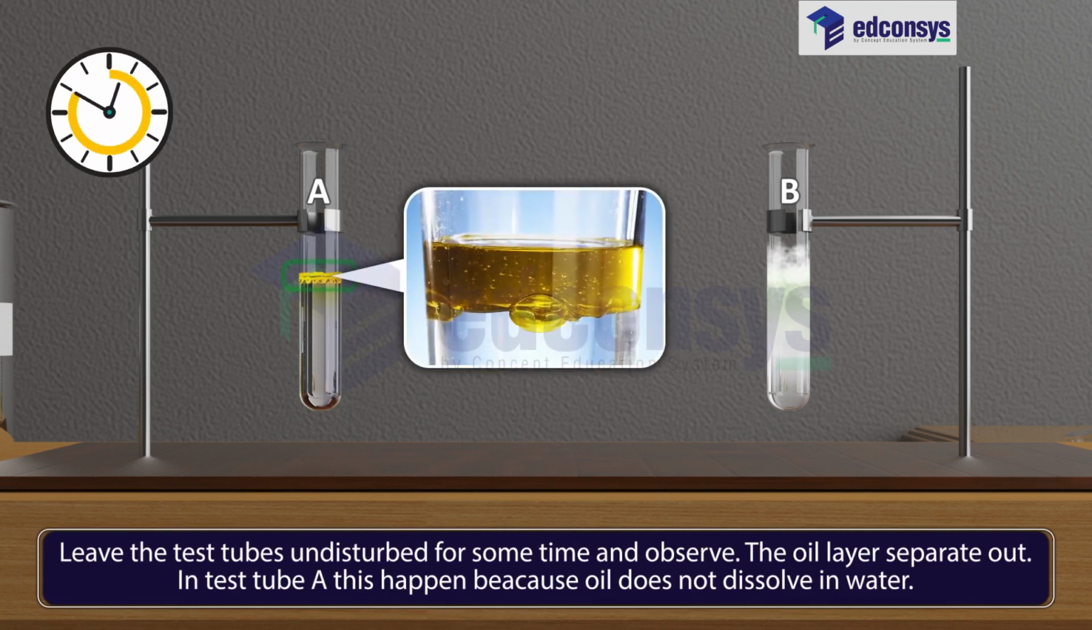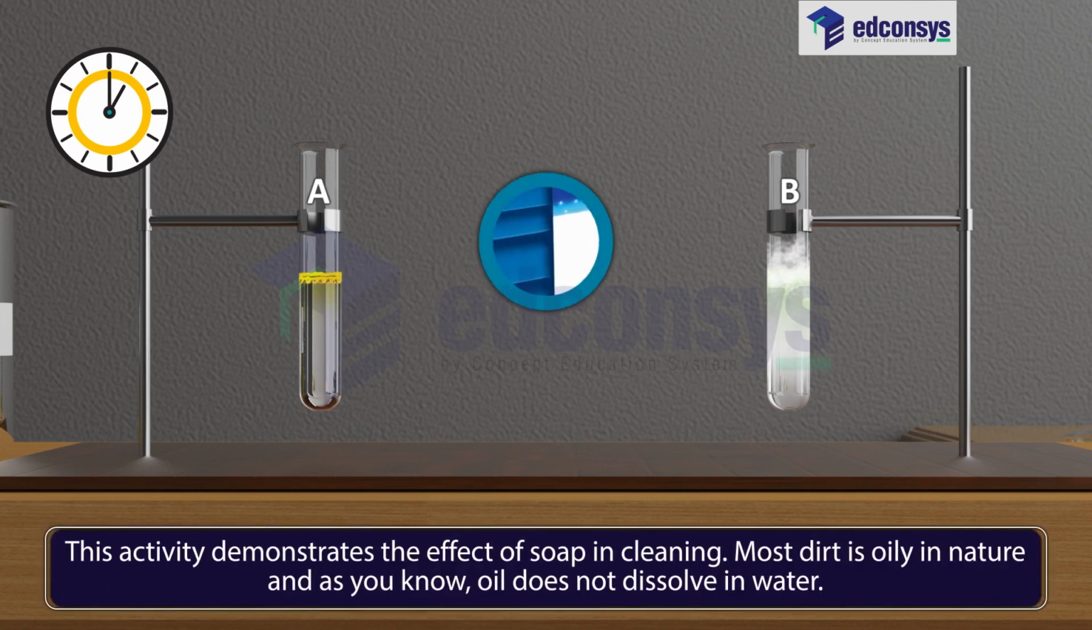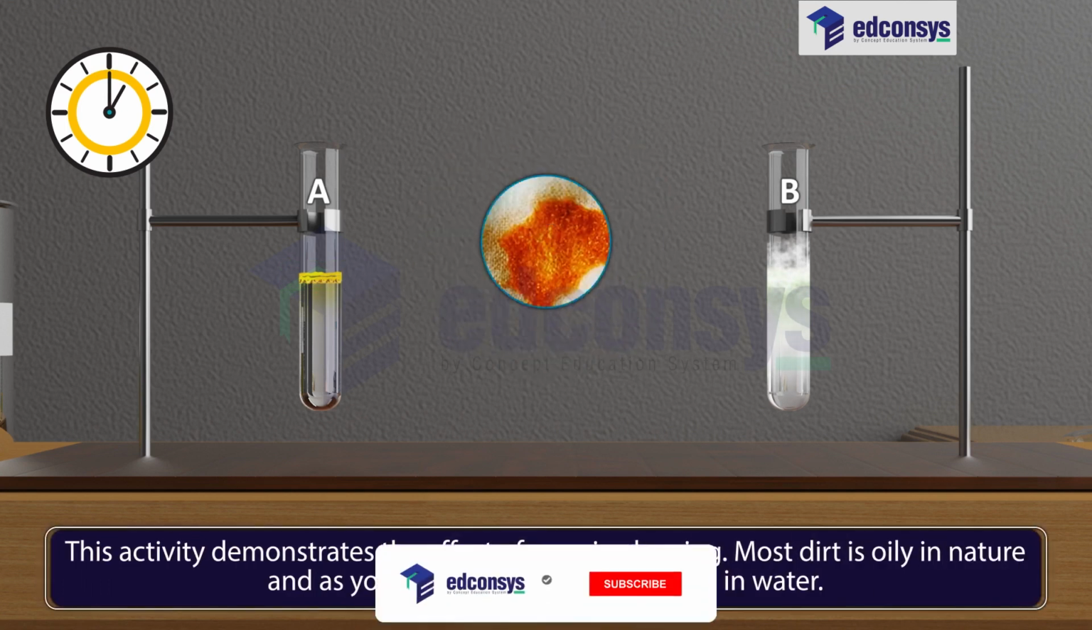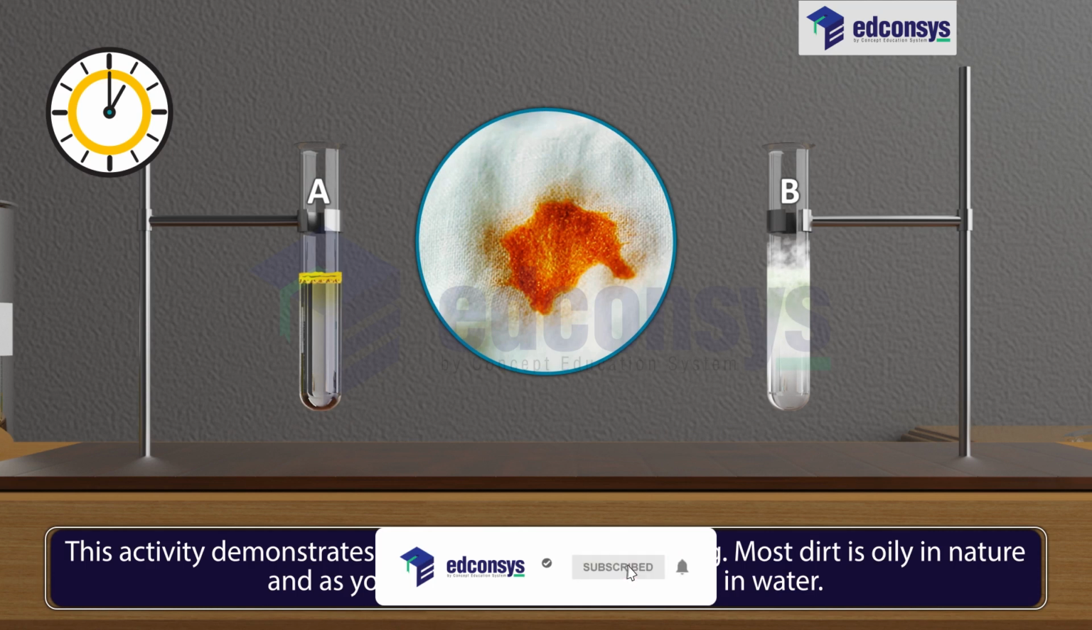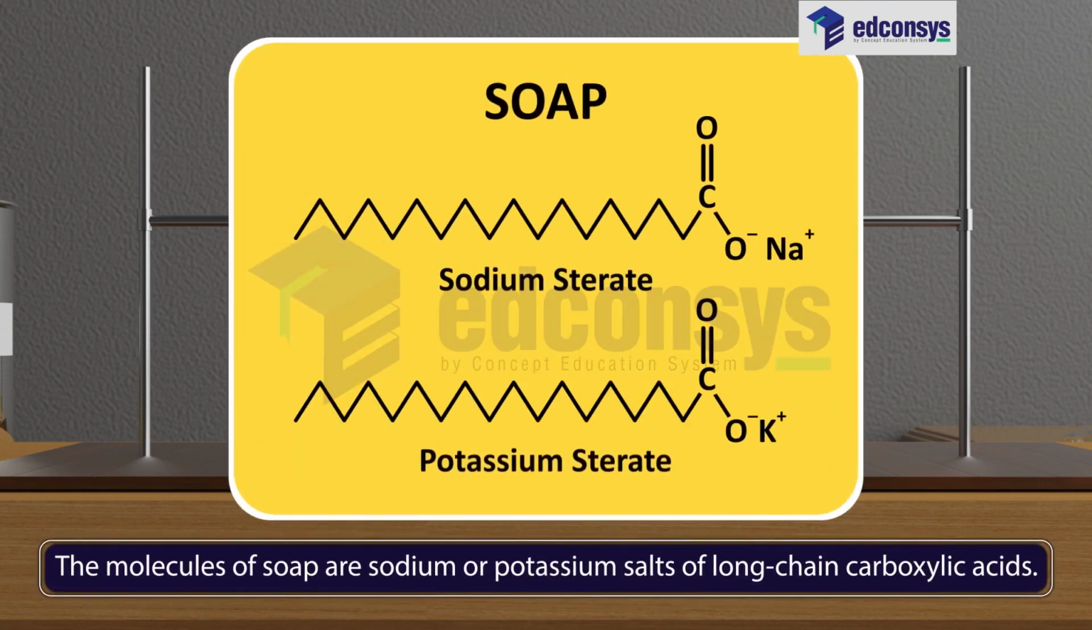The oil layers separate out in test tube A. This happens because oil does not dissolve in water. This activity demonstrates the effect of soap in cleaning. Most dirt is oily in nature and, as you know, oil does not dissolve in water. The molecules of soap are sodium or potassium salts of long-chain carboxylic acids.